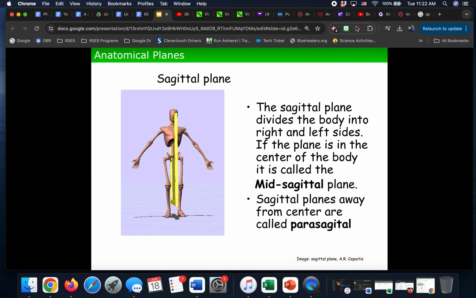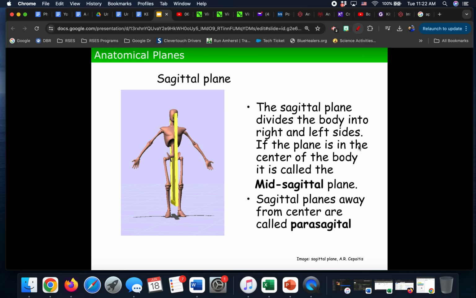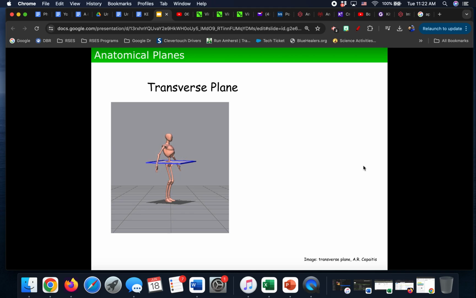Any other plane that is still left and right that's not off the center is called parasagittal, meaning if I cut here, it's still left and right. If I cut here, still left and right. So anything not perfectly middle is called parasagittal. We're not going to really focus on that. For us, sagittal, we're going to be referring to the middle of it, which is mid-sagittal.